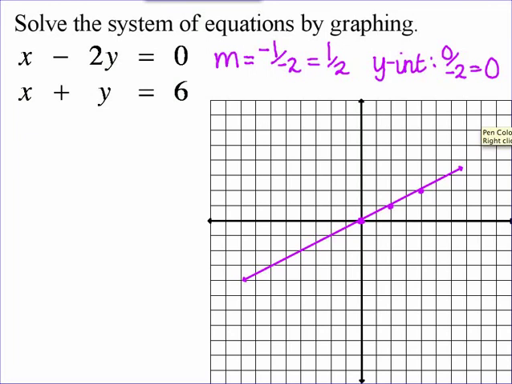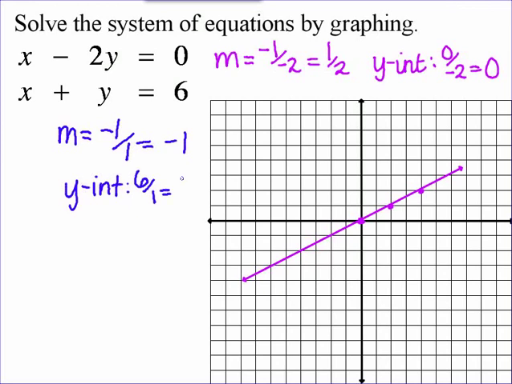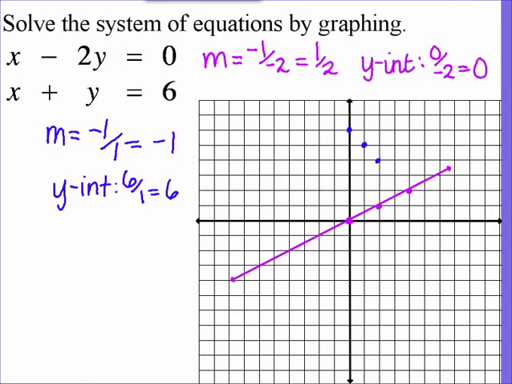What's my slope of my next line going to be? -1 over 1, which is -1. What's the y-intercept going to be? 6 over 1, which is 6. So 1, 2, 3, 4, 5, 6. And then slope of -1 means you do what? Down 1 over 1. So I need to go ahead and draw my line in.